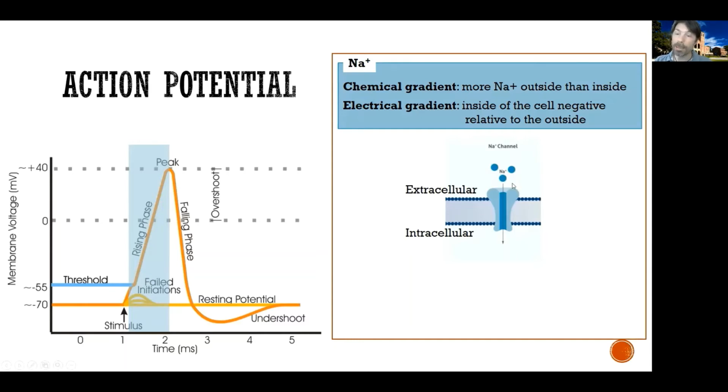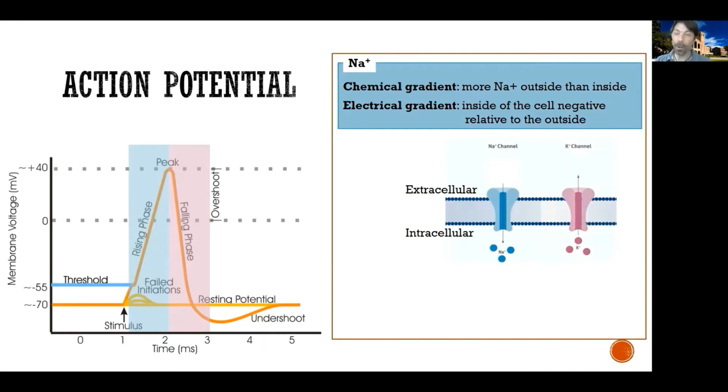Now, of course, as positive charges rush in, what happens to the inside of the cell? You can see it here. It becomes more and more positive with respect to the outside. Now, when we get close to the peak, the second event happens, which is potassium channels.